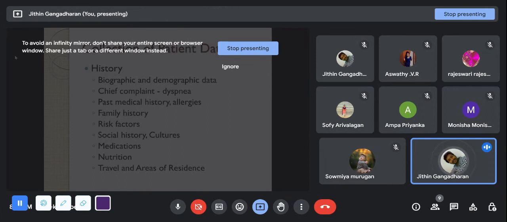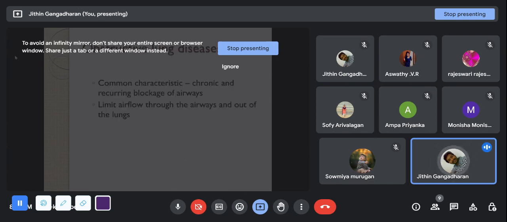Okay, the nutritional status. What will be the nutritional status? How emaciated is the patient? How is the protein status of the patient? Like you can see it in TB, tuberculosis. Okay, nutrition. There will be weight loss or not. And travel areas, residential areas. If the patient is residing near any factory, those are the travel histories.